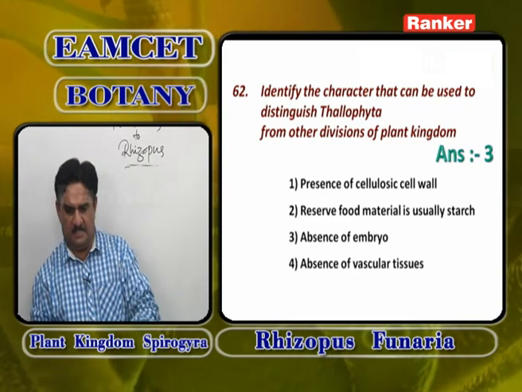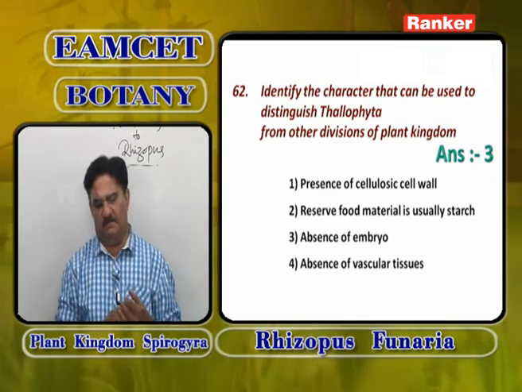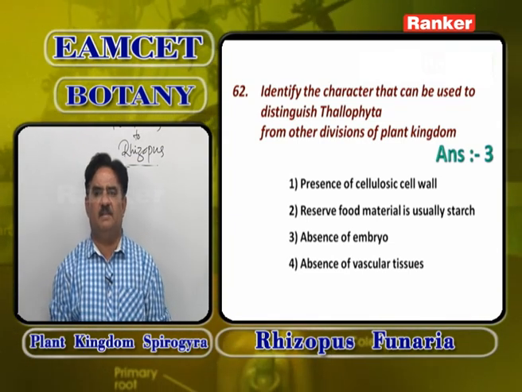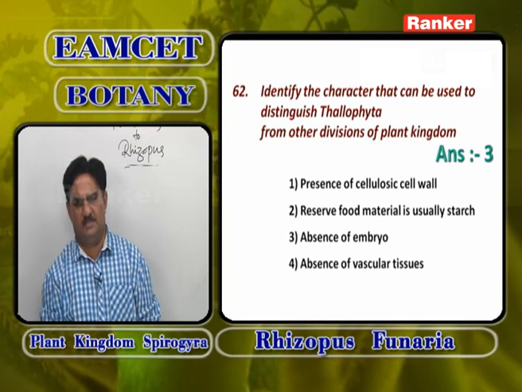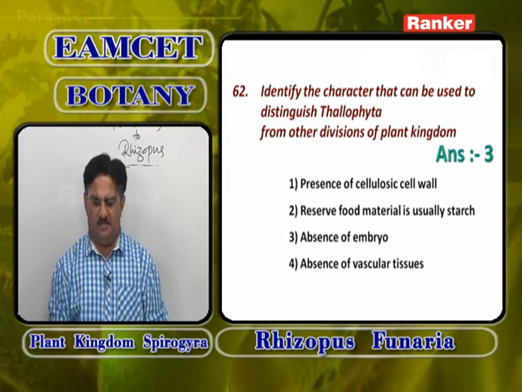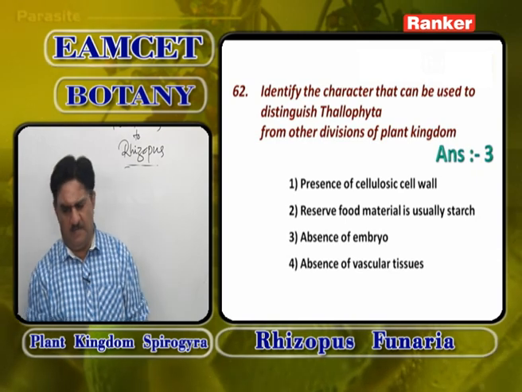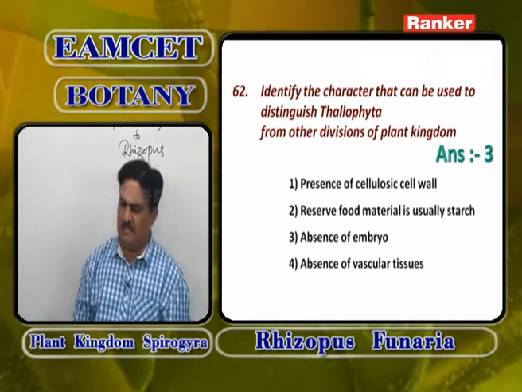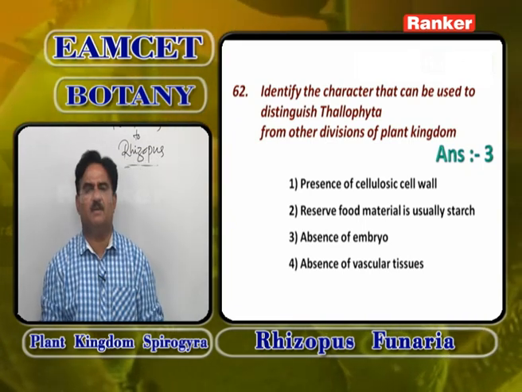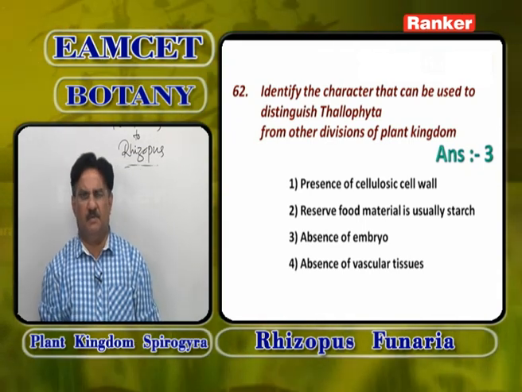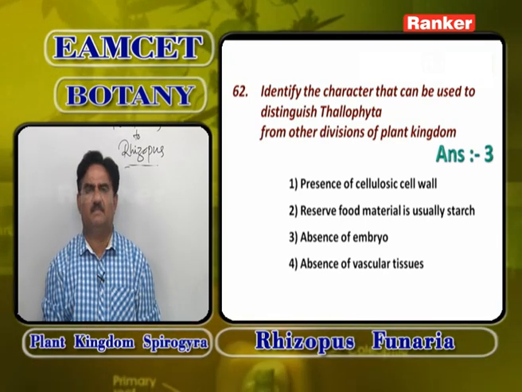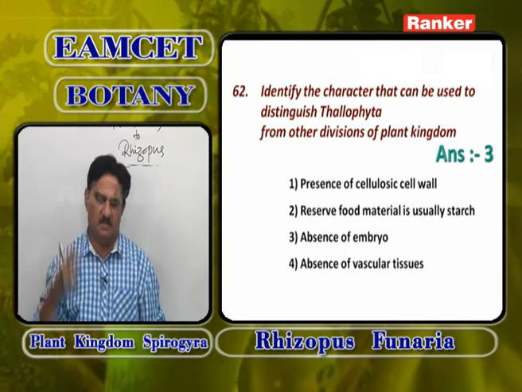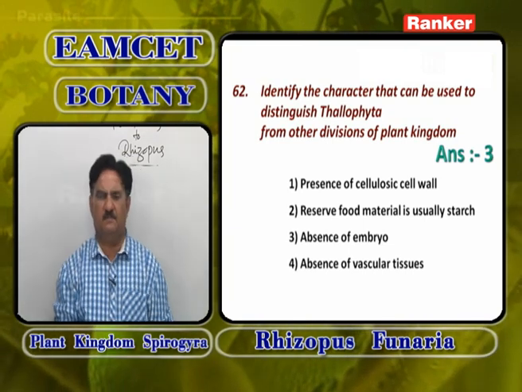So, identify the character that can be used to distinguish Thallophyta from other divisions of the plant kingdom. Other divisions means Bryophyta, Pteridophyta, Spermatophyta. Spermatophyta has angiosperms and gymnosperms. So, presence of cellulosic cell walls we cannot say. Reserve food material is usually starch, we cannot say. Absence of vascular tissues is also okay, but the striking feature of all thallophytes is absence of embryo, because the zygote undergoes meiosis in the place of mitosis. So, absence of embryo is the striking feature that distinguishes Thallophyta from other divisions of the plant kingdom.